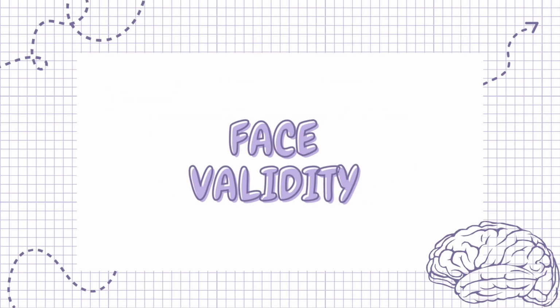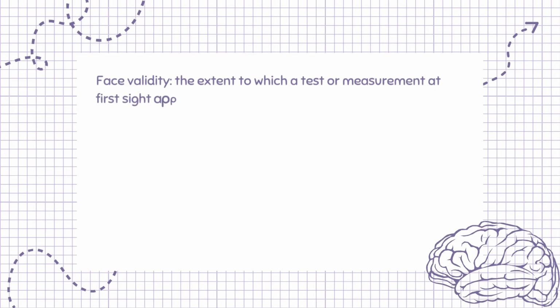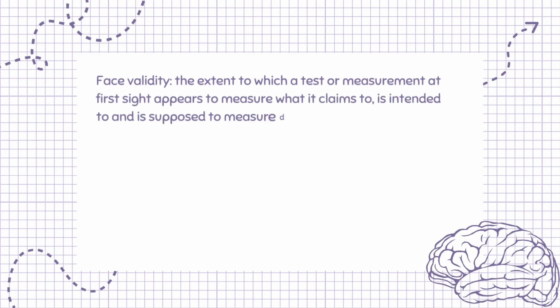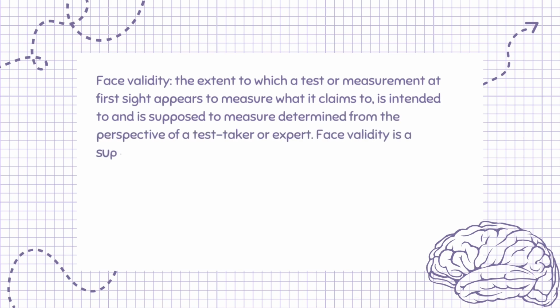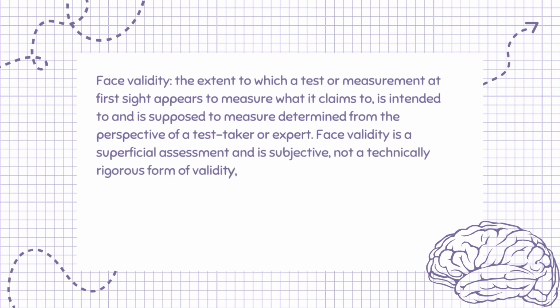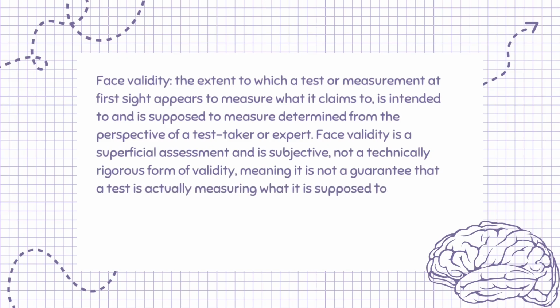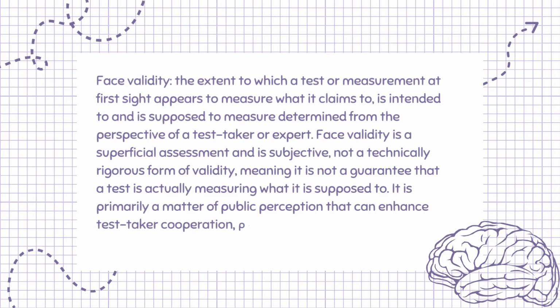Face validity. Face validity, the extent to which a test or measurement at first sight appears to measure what it claims to, is intended to and is supposed to measure, determined from the perspective of a test taker or expert. Face validity is a superficial assessment and is subjective, not a technically rigorous form of validity, meaning it is not a guarantee that a test is actually measuring what it is supposed to. It is primarily a matter of public perception that can enhance test-taker cooperation, public acceptance, and clinical utility.